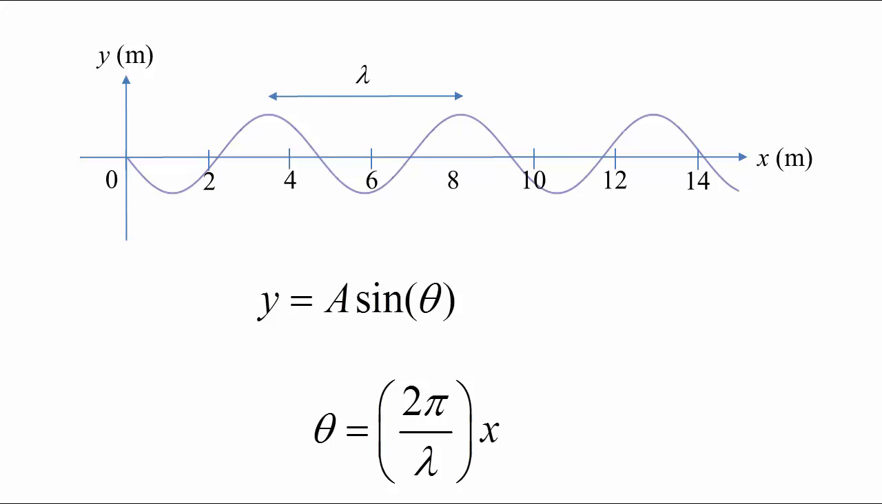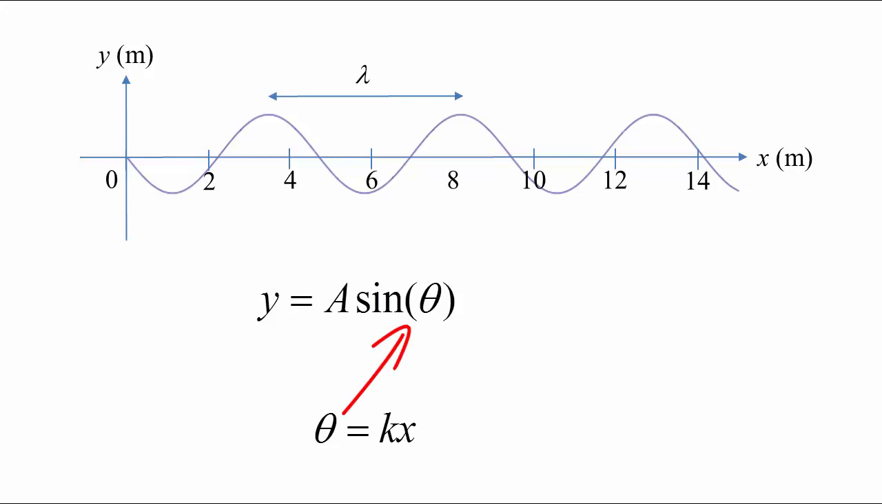The term 2π over λ is called the wave number, which is given the symbol of the lowercase k. This is unfortunate because lowercase k is also used to represent the spring constant, so the two should not be confused. However, context will help determine which definition to use.